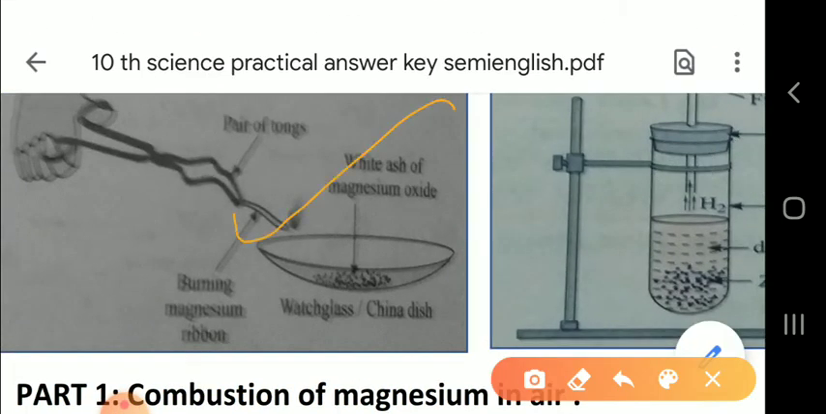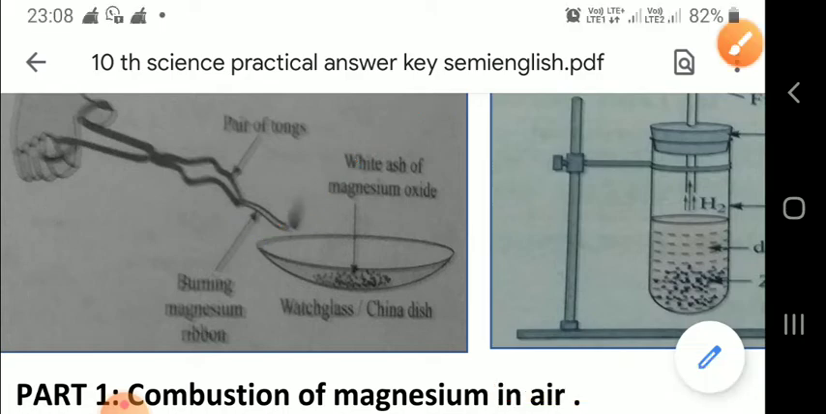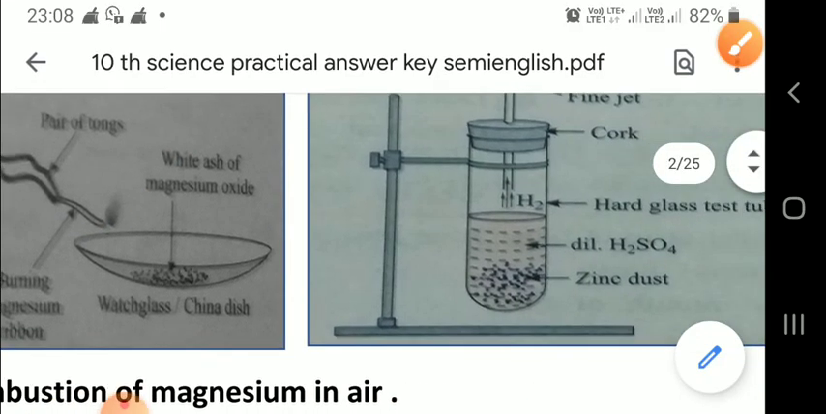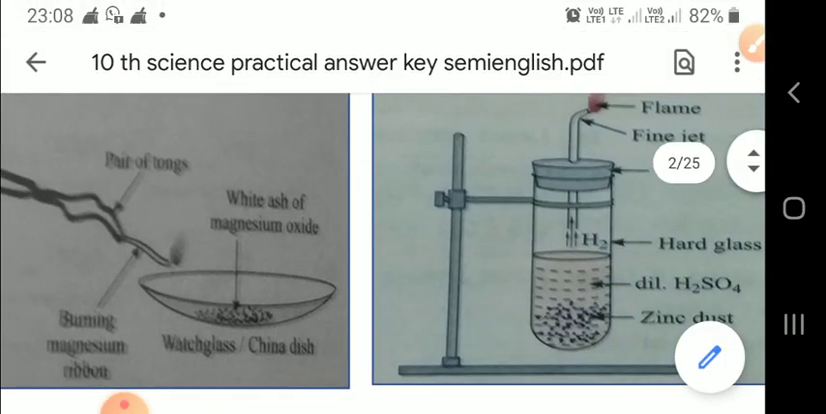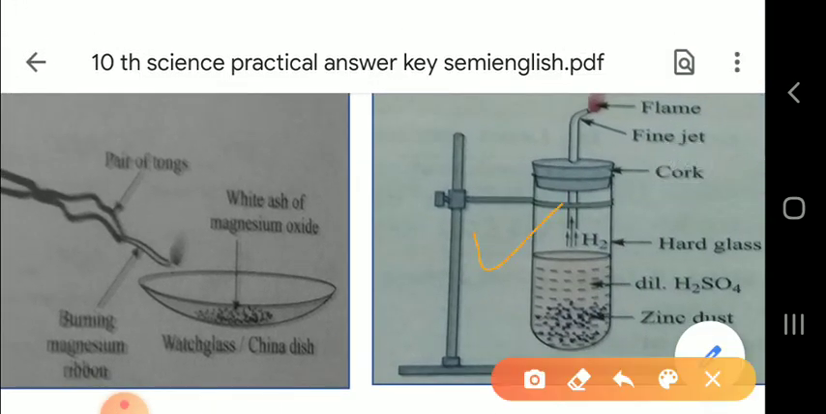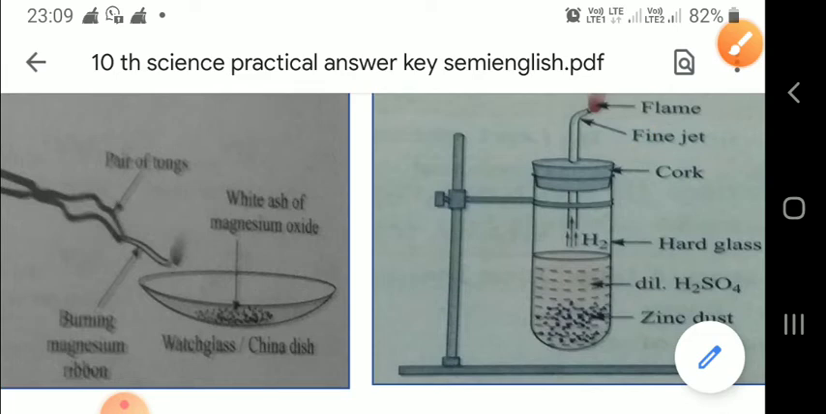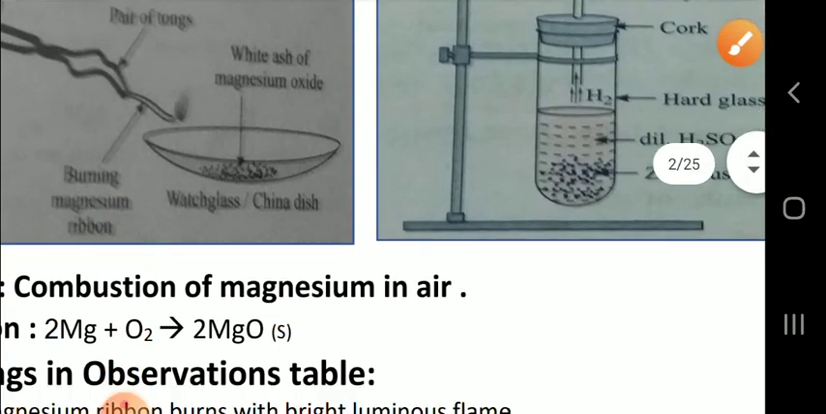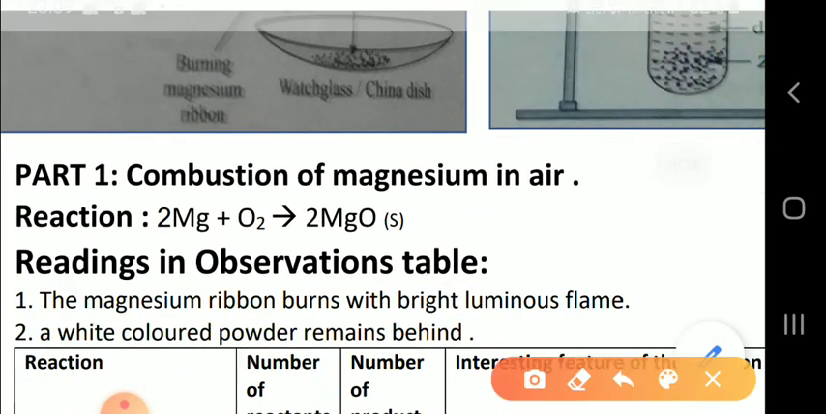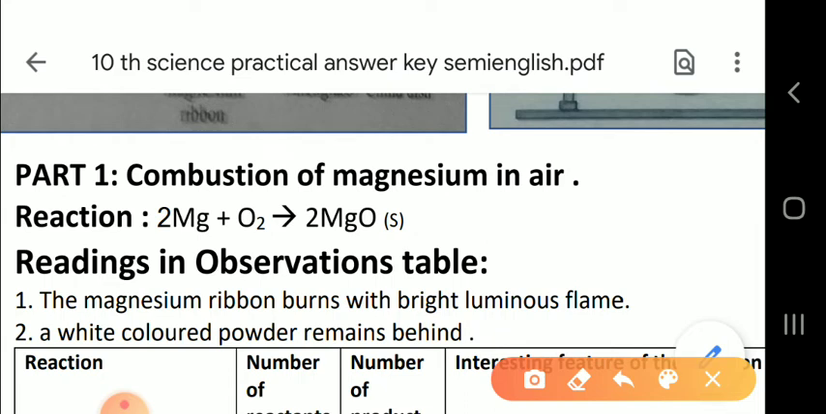This is the first step, how we are burning the magnesium wire. This is the second one, how we are taking H2SO4 and zinc dust. That is shown here. This is the delivery tube so that the gas may come out. Here, combustion of magnesium in the air.